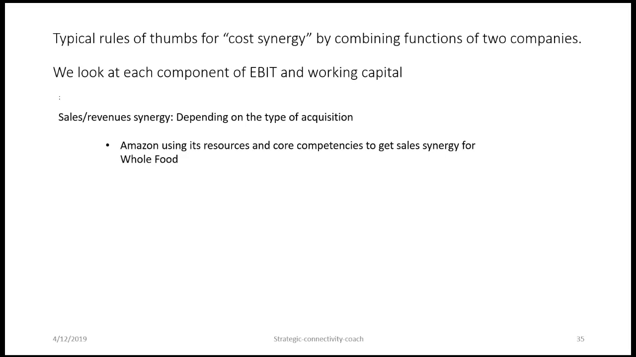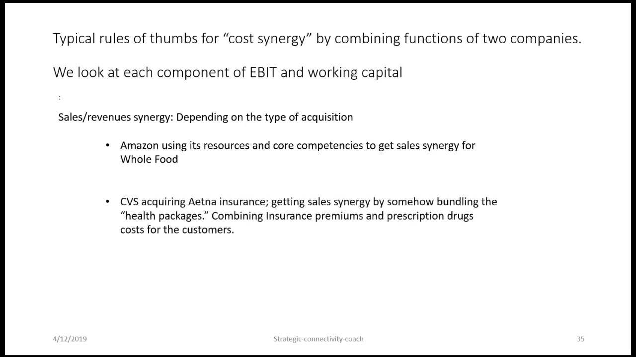For example, Amazon, when they bought Whole Foods, was using its resources and core competencies to get sales synergy for Whole Foods, which means combining Amazon with Whole Foods, maybe the combined sales will be higher. Somehow they can use Amazon's core competency with the Whole Foods core competency, and the combined core competency will be stronger and better than they were before as individual companies.